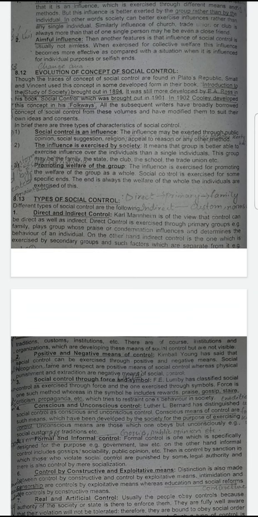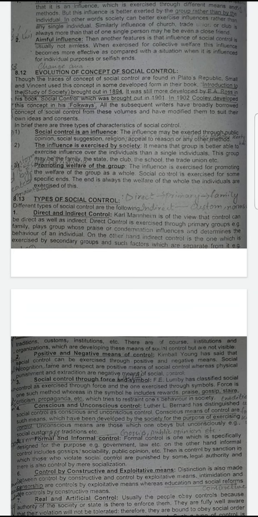Third is social control through force and symbol. It includes reward, praise, gossip, stares, criticism, propaganda, etc., which try to restrain one's behavior in society.